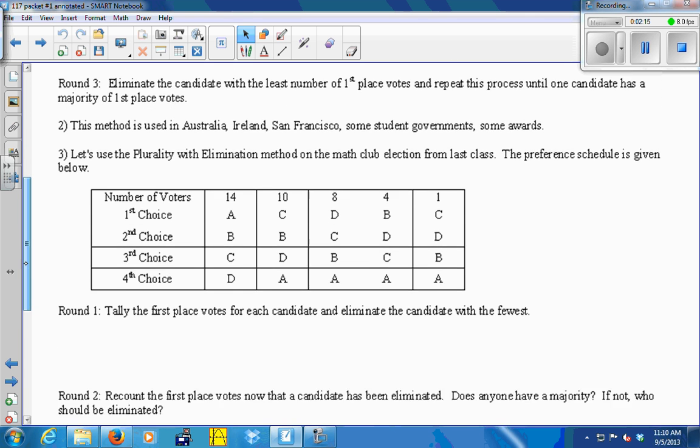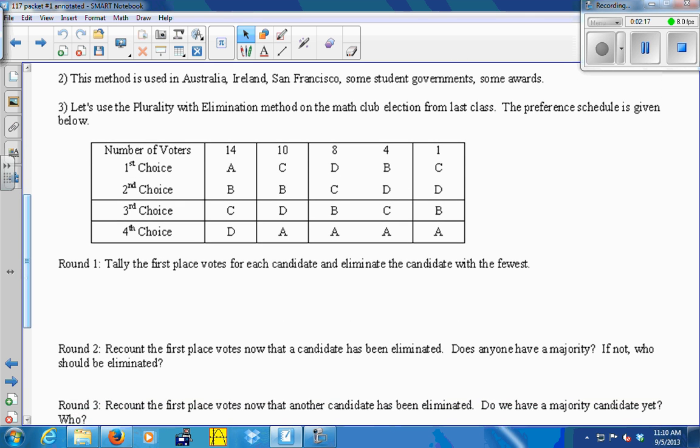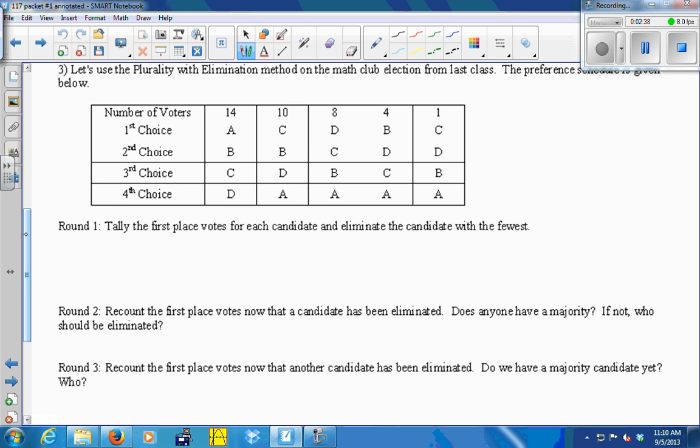This method is used in Australia, Ireland, San Francisco. It used to be used in Burlington, Vermont. It's used in some student governments and for some awards. So let's go ahead and do the plurality with elimination method on this math club election. This is the same math club election that we worked on last class. So here's my preference schedule.